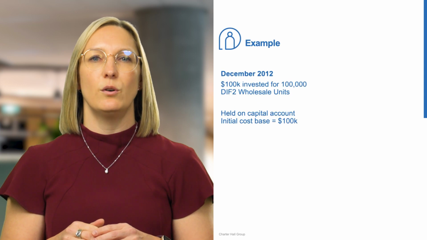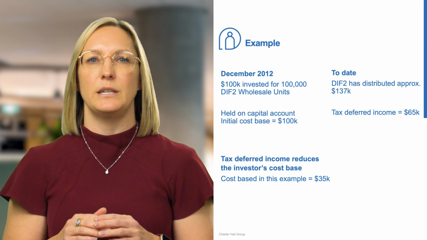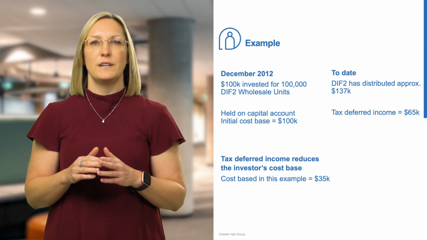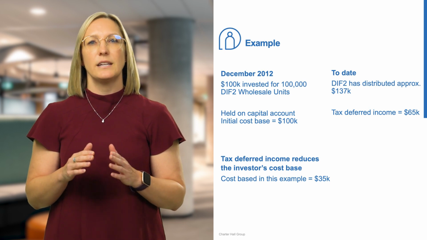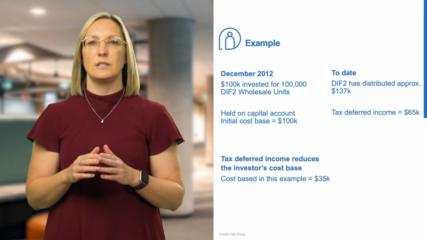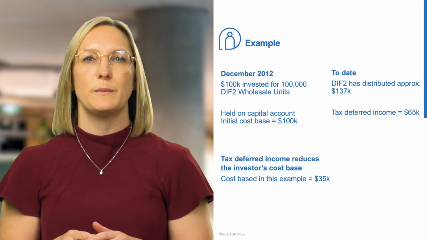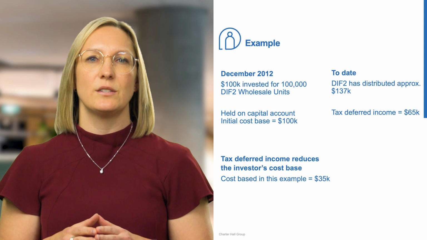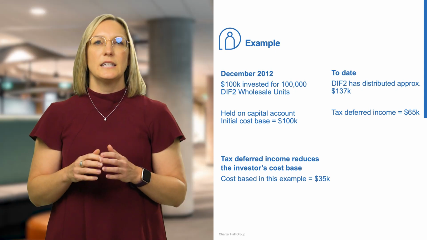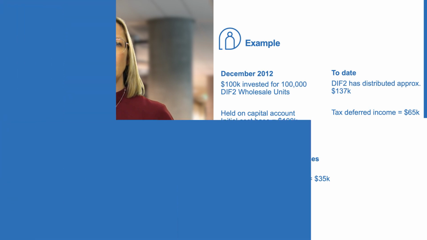The example I will discuss now is based on an Australian investor that holds DIFF 2 wholesale units on capital account, acquired in December 2012 with no further applications or redemptions. Assuming $100,000 was invested in December 2012 for 100,000 DIFF 2 wholesale units, and were held on capital account, the initial cost base is $100,000. To date, DIFF 2 has distributed approximately $137,000, which includes special distributions following the sale of DIFF 2 assets. Of these distributions, $65,000 was tax-deferred income. As the tax-deferred income reduces the investor's cost base, the cost base in this example would be $35,000.